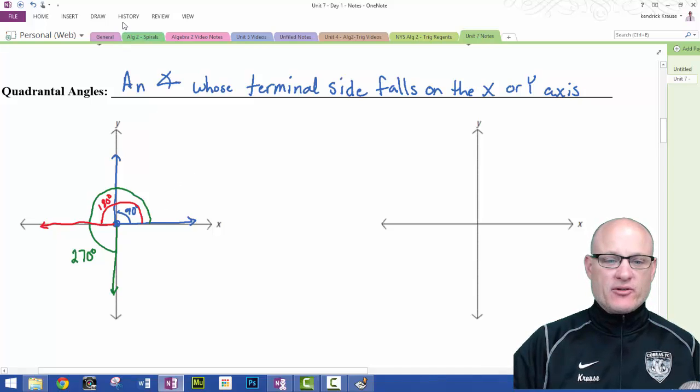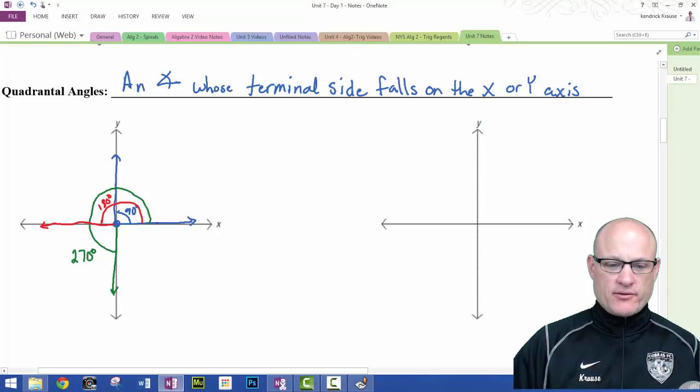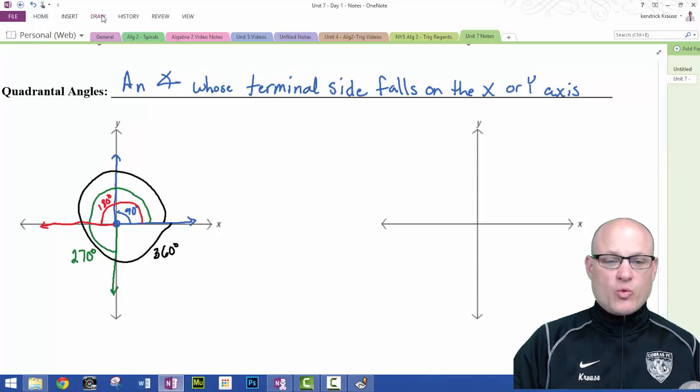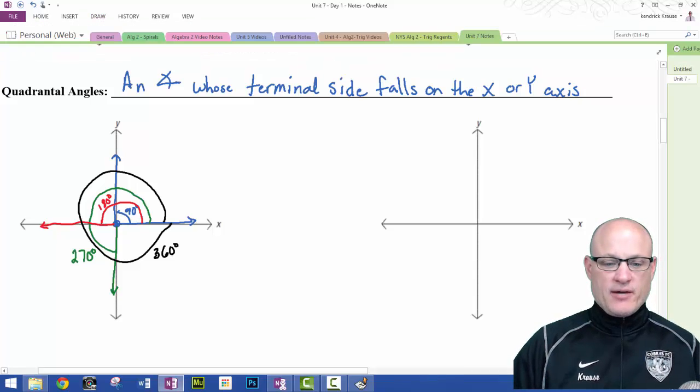And finally, let me see if there's another color. Oh, we'll go black. All right, and then we go all the way back to here. That would be 360 degrees, obviously. And there actually is one more quadrantal angle. I'll take red back. If I have my initial side here and my terminal side here, then that's really 0 degrees.